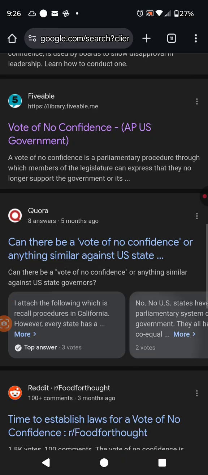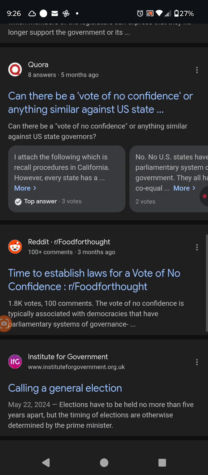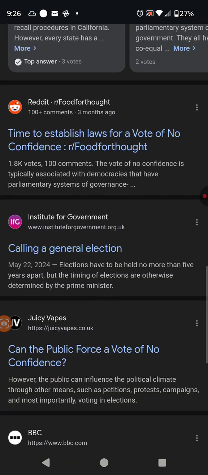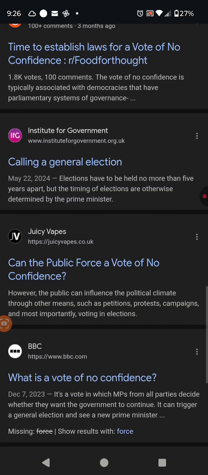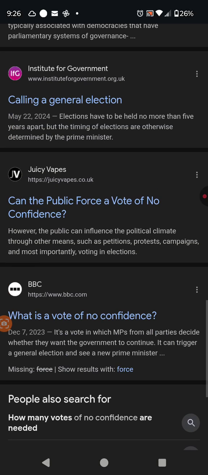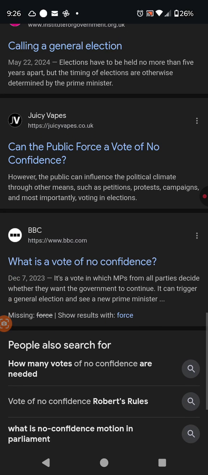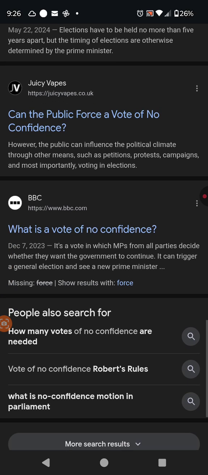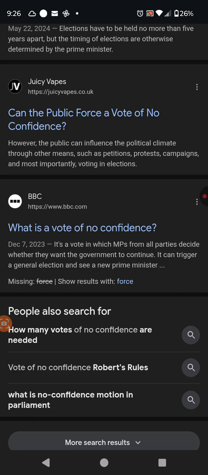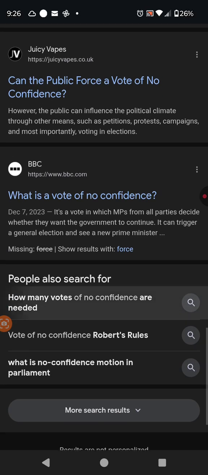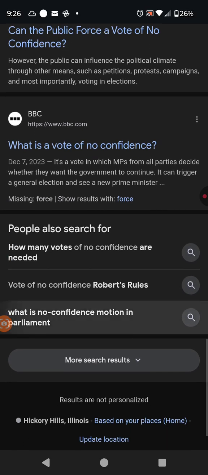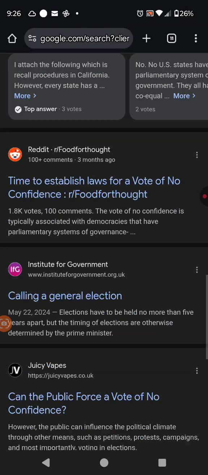Vote of no confidence. To establish laws for a vote of no confidence. Institute of Government. Can the public force a vote of no confidence? The public can influence the political climate through other means such as petitions, protests, campaigns, and most importantly, voting in elections. BBC, what is a vote of no confidence?